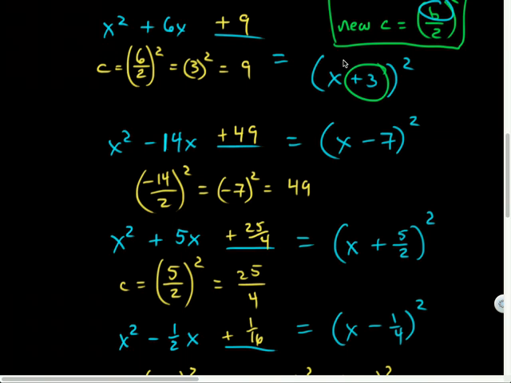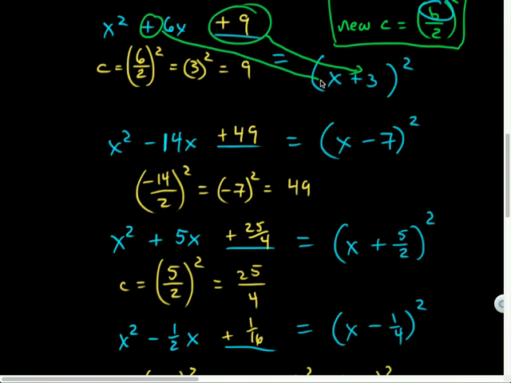This plus 3, or this minus 7, or this plus 5 halves. Let's see, one way was square root that and take the sign from your b term. All right, so notice the square root of 49 is 7, take the sign from the b term. The square root of 25/4 is 5 halves, take the sign from the b term. The square root of 1/16 is 1/4, take the sign from the b term. That works. Does anyone see another way I could find that number?